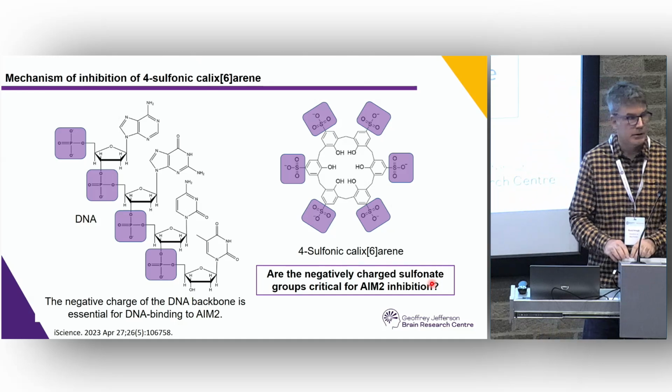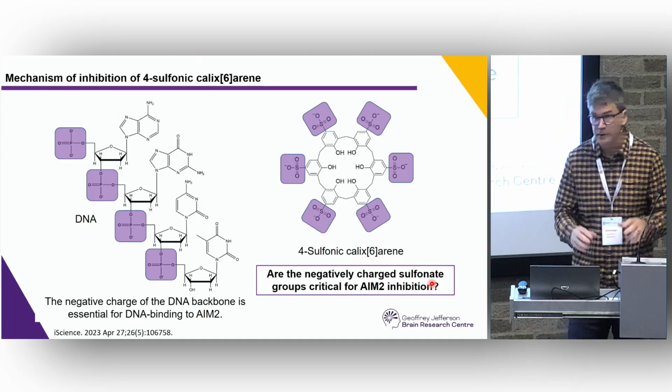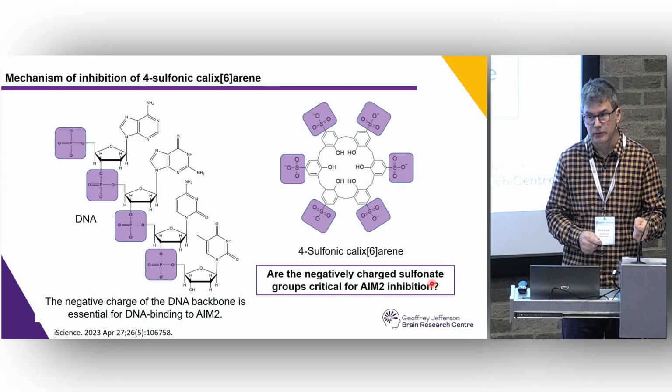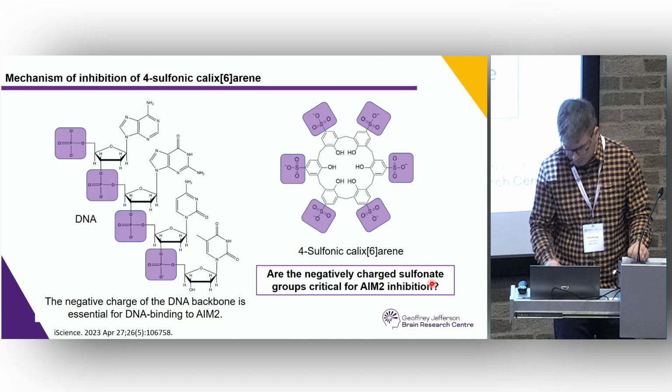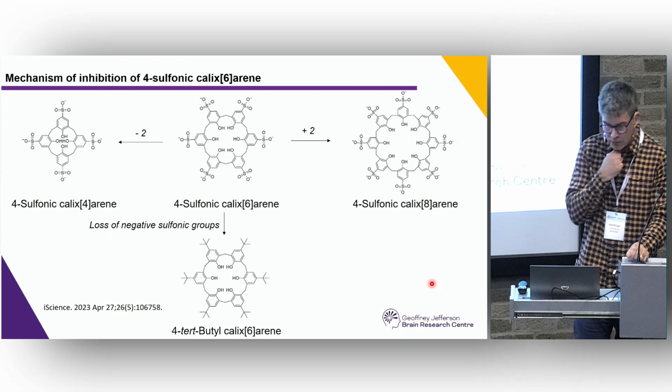We wondered how this molecule might be working. We made this reasonable assumption that the negative sulfonic groups of the calixarene could mimic the negative phosphate groups of the DNA, and it could be disrupting the DNA binding site of the Hin domain. To test this, we did the following experiment.